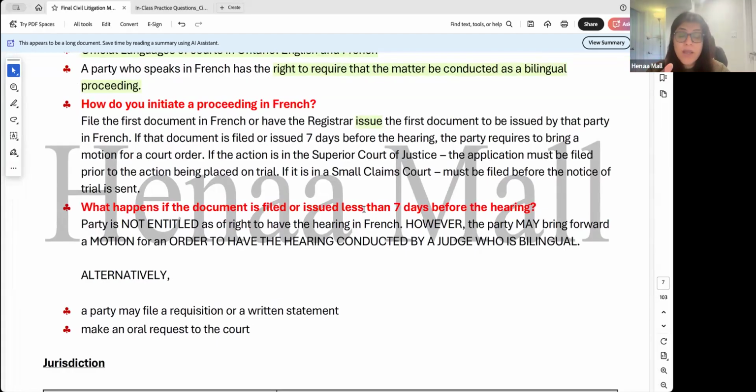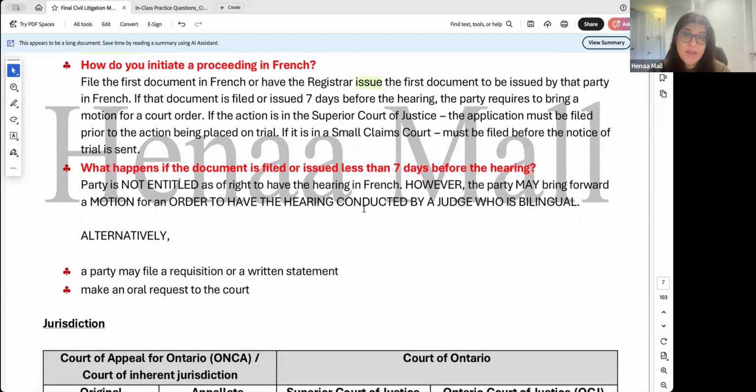And this is when you file the document or get the document issued 7 days before the hearing. If the action is in Superior Court of Justice, the application must be filed prior to the action being placed on trial. So if the matter has proceeded to trial, then you need to bring in the application right before the matter is placed on trial. If it is in small claims court, it must be filed with a notice of trial.